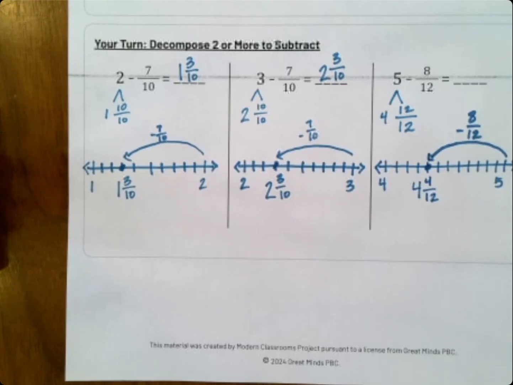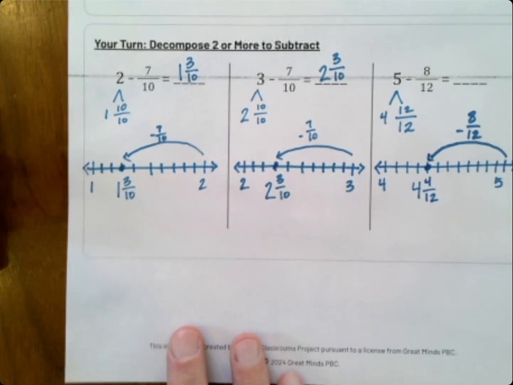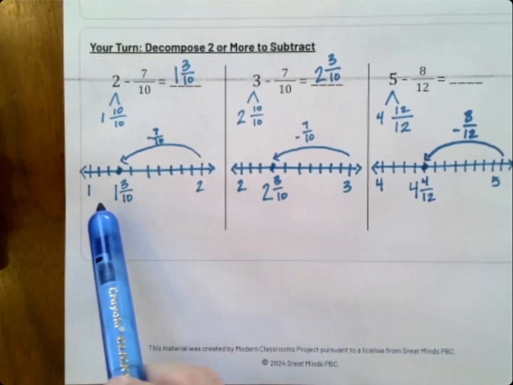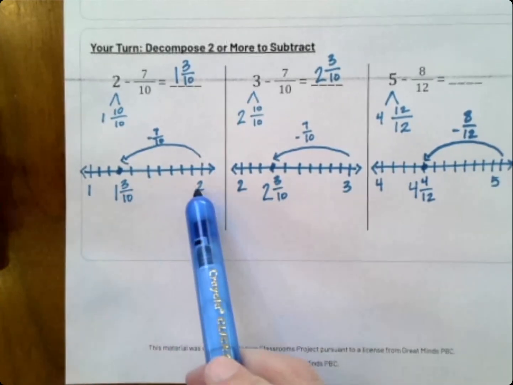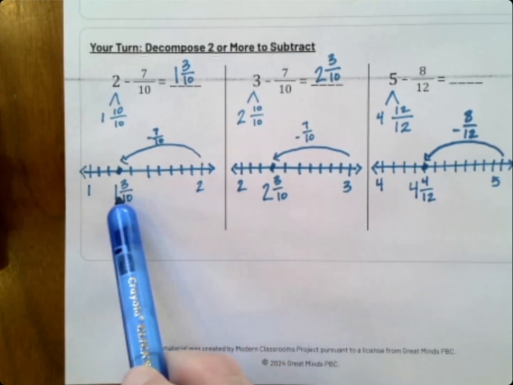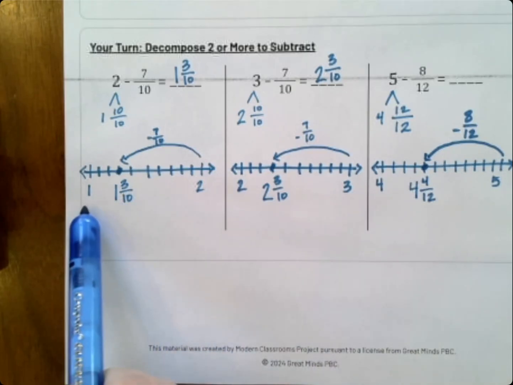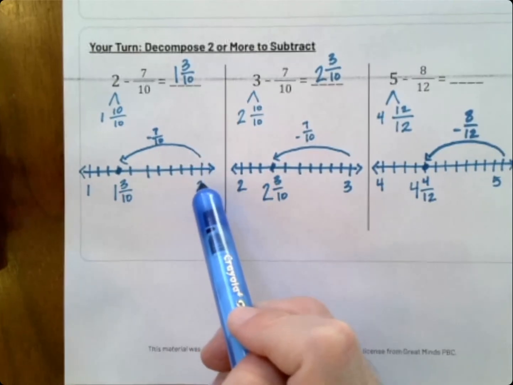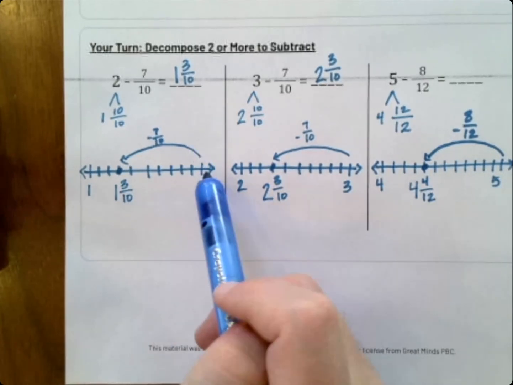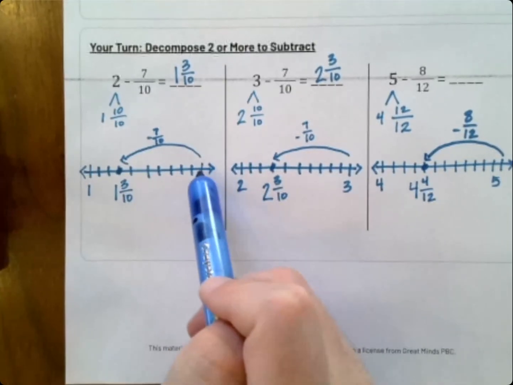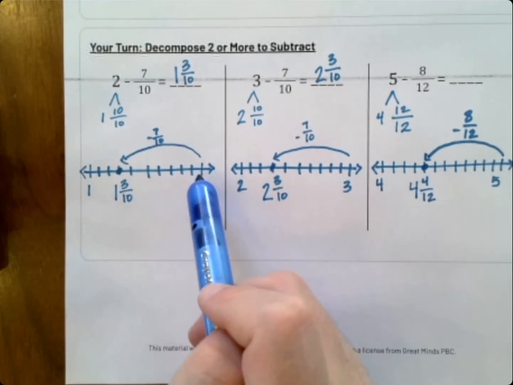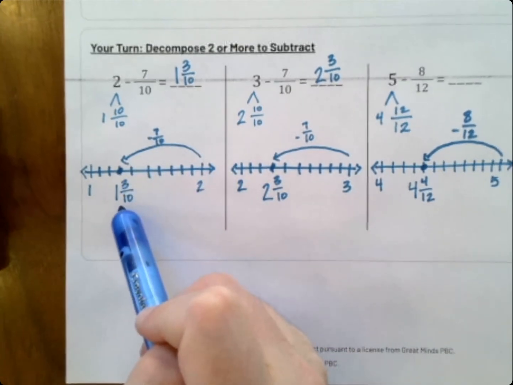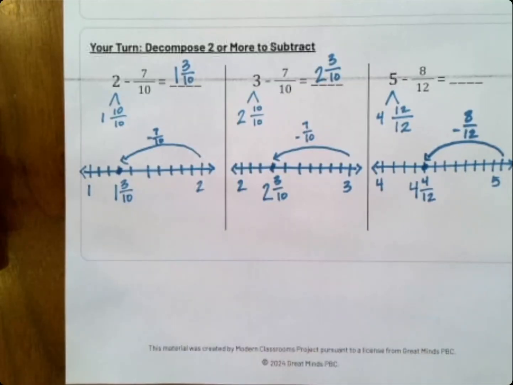All right, so check it out. We know here that we're going to be starting at 2 and subtracting 7 tenths. So our result is going to be between 1 and 2. So if we go back from 2, which is the same as 1 and 10 tenths, all right, and go back 7 tenths, we end up at 1 and 3 tenths. All right.